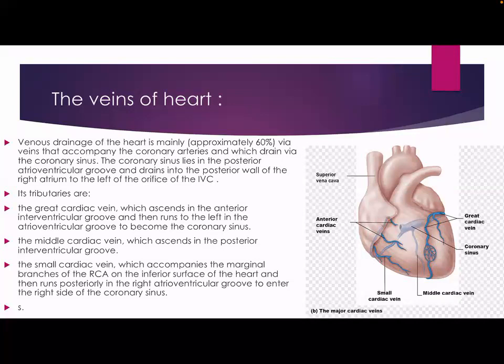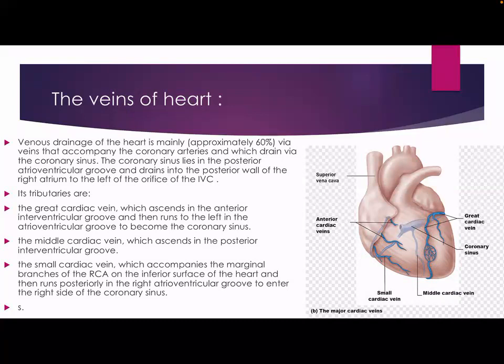The main tributaries of the cardiac veins: the first one we have is the great cardiac vein. This is the great cardiac vein. It ascends in the anterior interventricular groove and passes to the left laterally to drain into the coronary sinus. We have the middle cardiac vein. This is the middle cardiac vein, which runs in the posterior interventricular groove. So in the interventricular groove, anteriorly we have the great cardiac vein and posteriorly we have the middle cardiac vein.